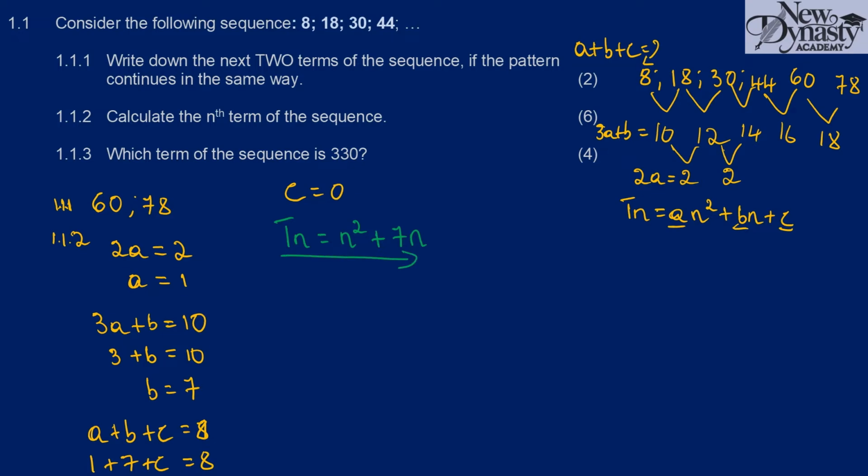Question 1.1.3. Which term of the sequence is 330?